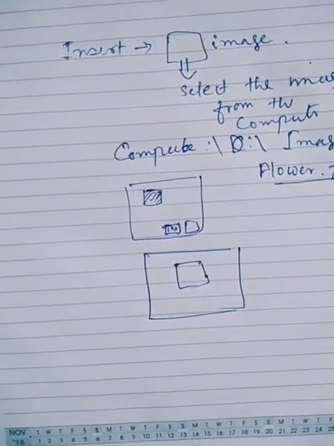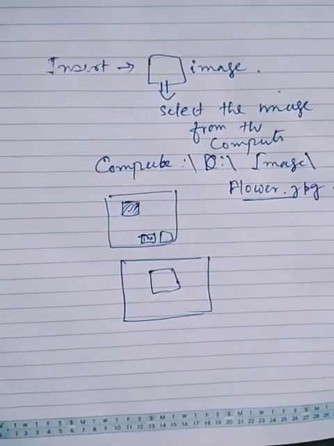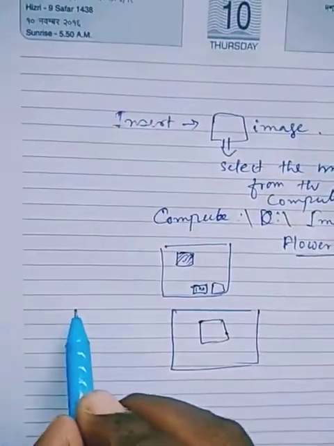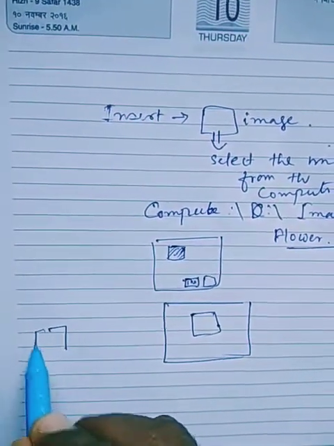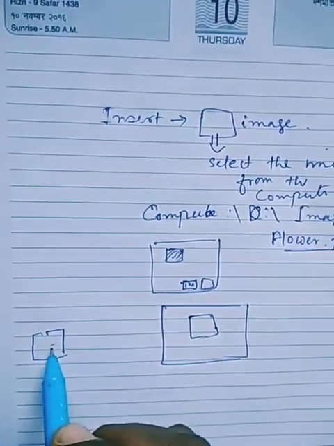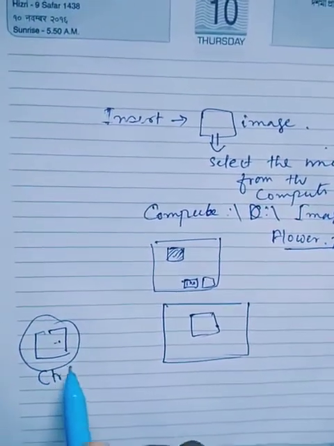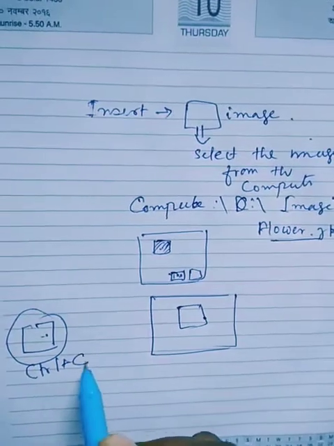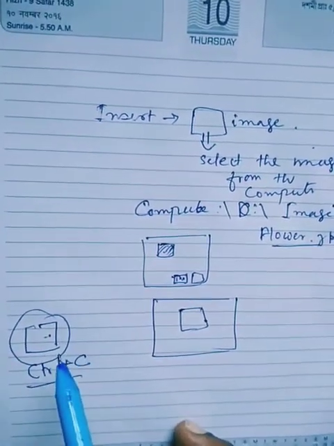Otherwise, there are many options to insert the image in the Microsoft Word document. Suppose an image is on the desktop of the computer. Then you need to copy it. Copy means you can copy it through keyboard. Otherwise, you can copy it, right click and copy.